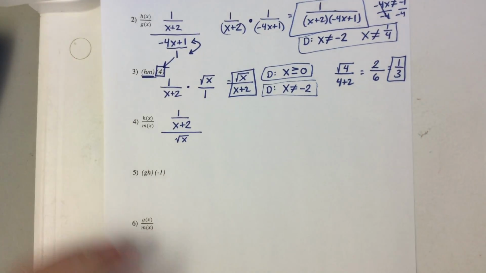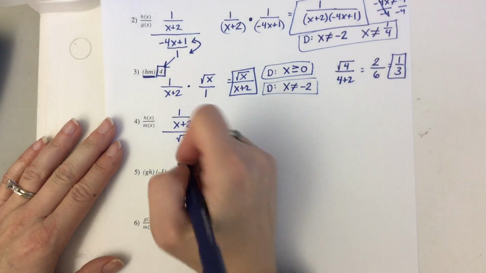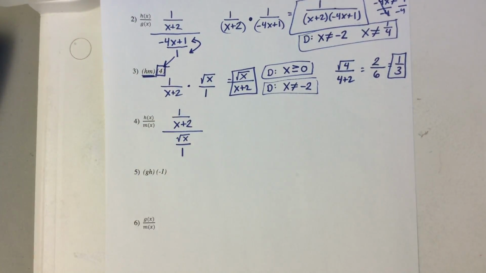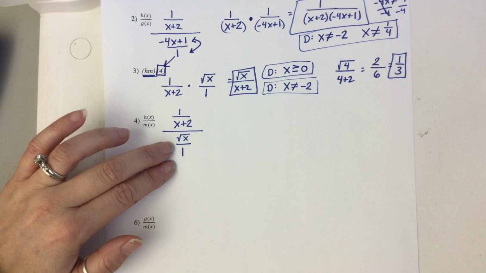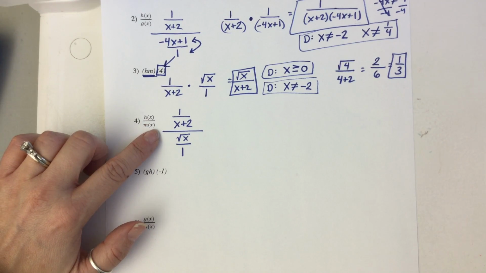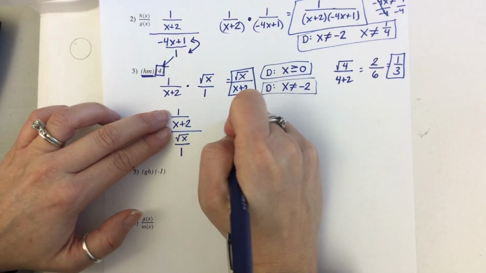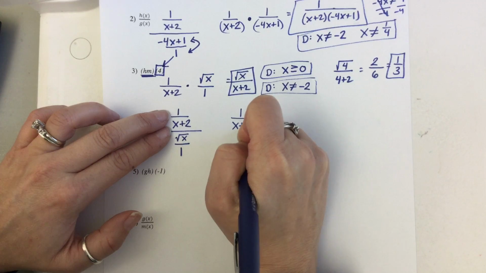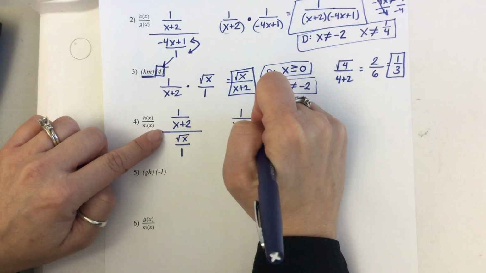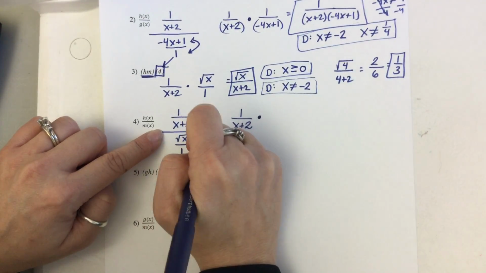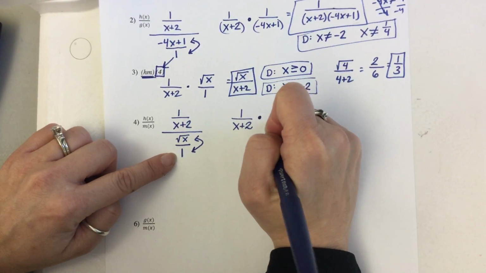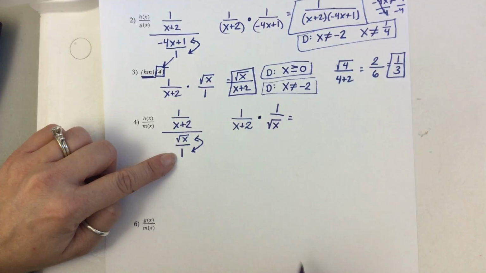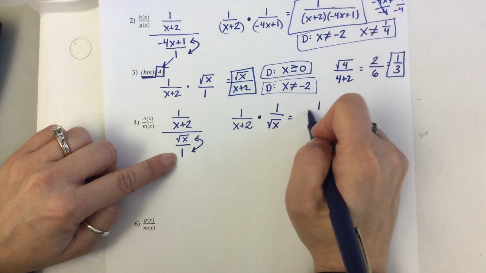Now again, because the top is a fraction, oftentimes it's easier to go ahead and make the bottom a fraction as well. Okay, so the top is a fraction, the bottom is a fraction. You cannot divide fractions, so we keep the top the same, 1 over x plus 2. Change divide to multiply. Flip the second one upside down. So it's 1 over the square root of x. Top times top is 1.